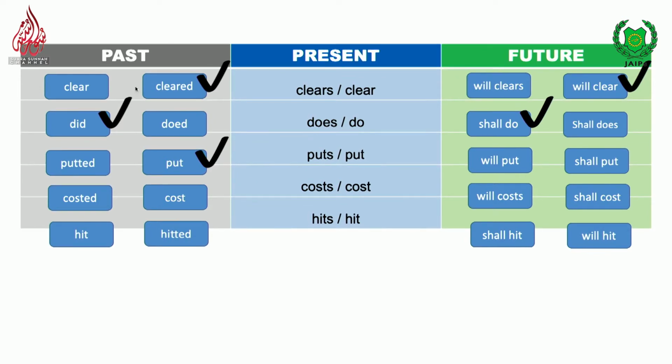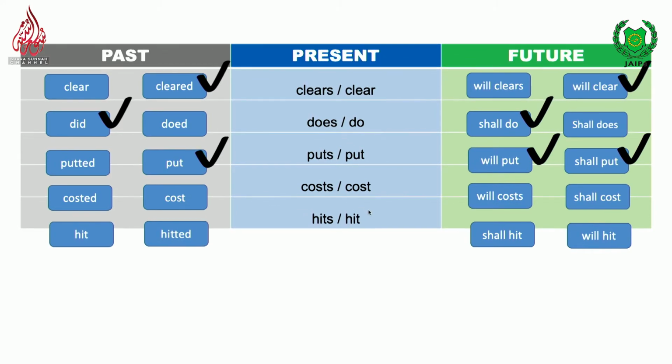So let us look at the future tense for puts and put. Should it be will put or should it be shall put? The answer should be both. Both of them are correct, will put and shall put. Remember, when you use the future tense, you need to use will or shall. You need to have these two words, so either one is correct. Will put is correct, shall put is also correct.